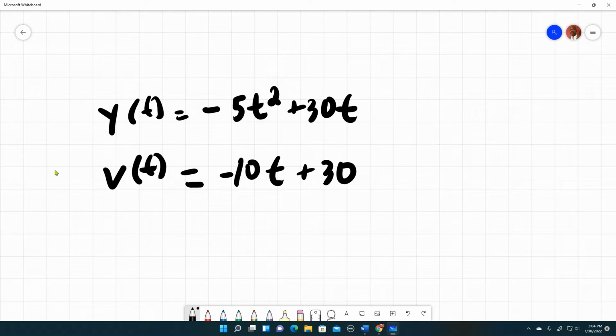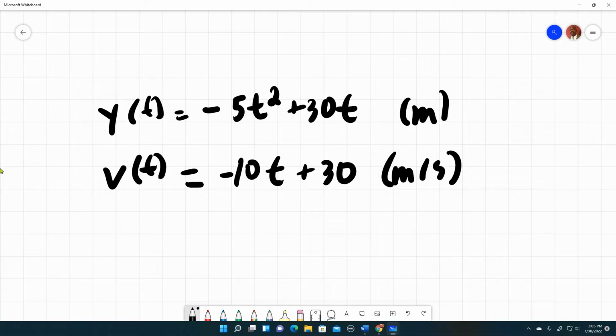Now, this velocity is a rate. So this initial position function is measured in meters, and this velocity rate is measured in meters per second. And of course, if I take the derivative of the velocity, I'll get the acceleration, which will be a constant, which would just give me -10. That's, again, because the acceleration in this case is gravity, which we have rounded to -10 meters per second squared.